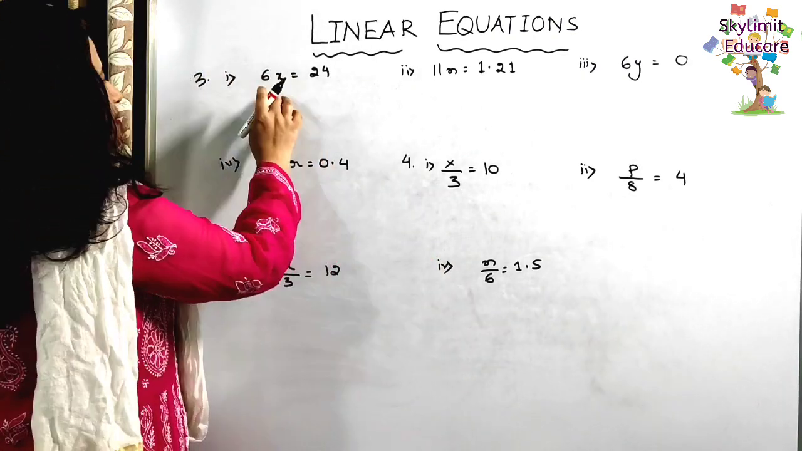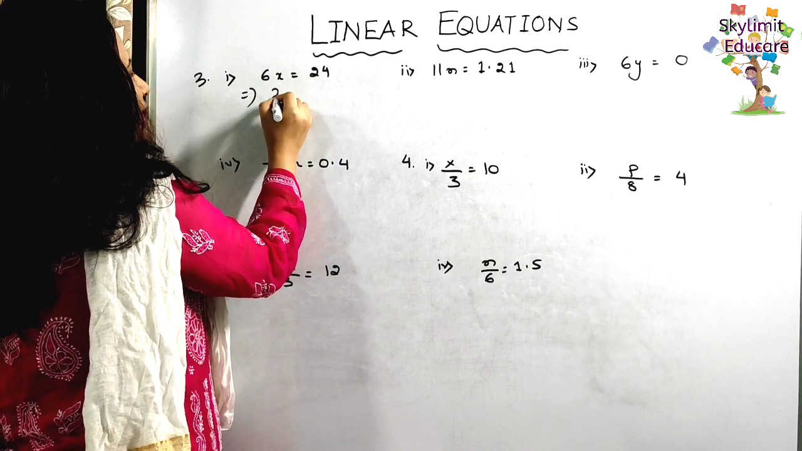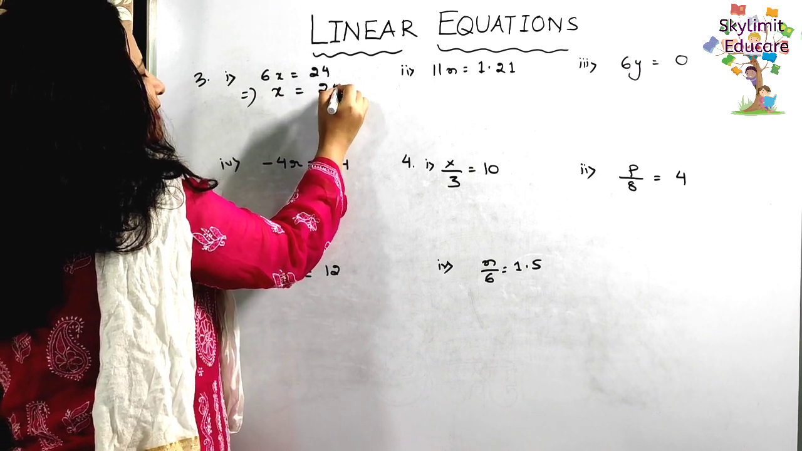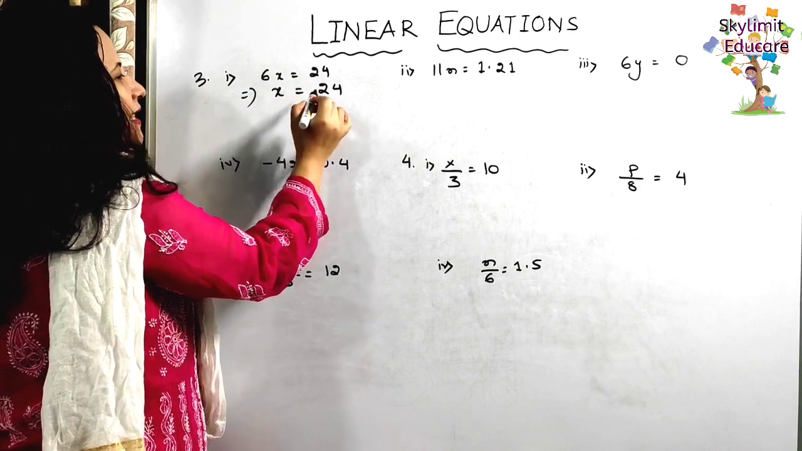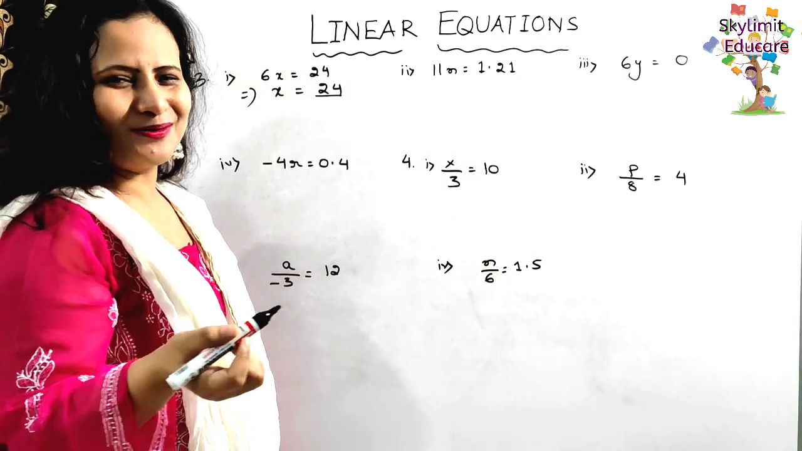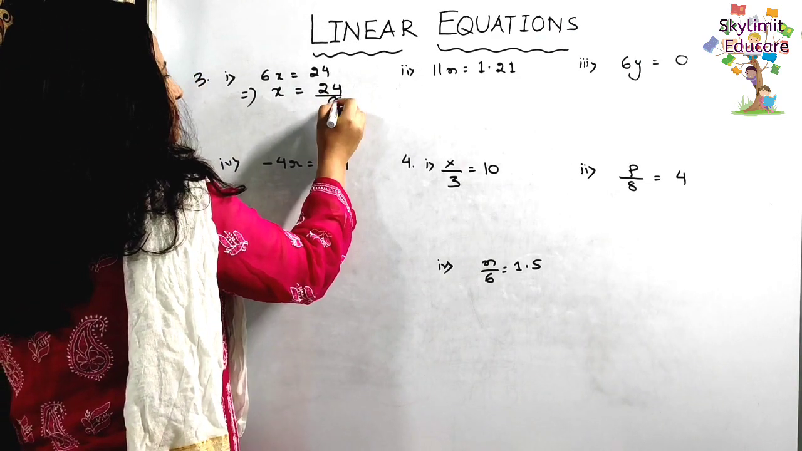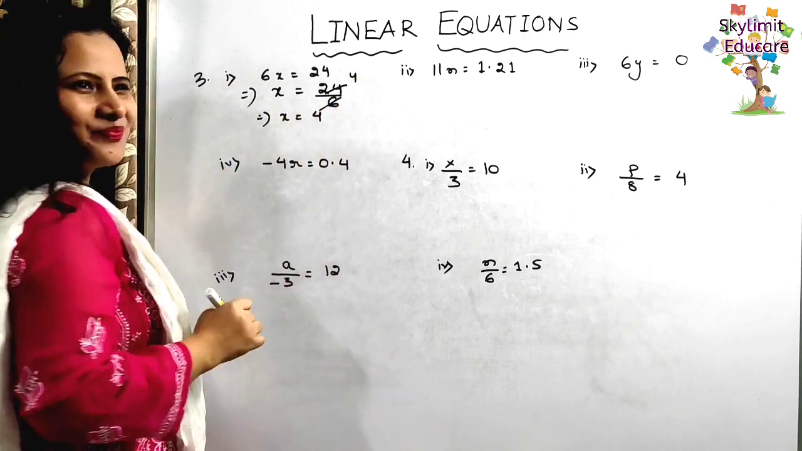So here in the first question you can see 6x is equal to 24. So just keep the variable x here, write whatever is there on the right hand side, 24 is there. Now 6 is multiplied to x. So in this case what will happen? When you are shifting 6 to the right hand side, it will be divided. Okay. So how much we got here? x is equal to 4.